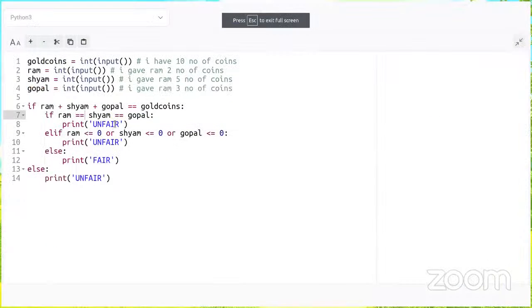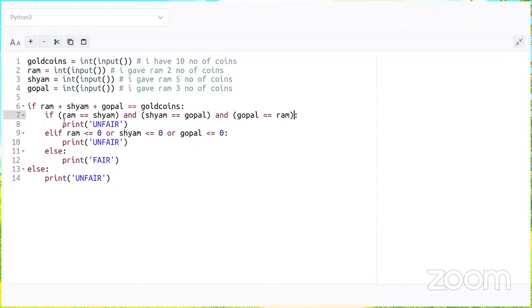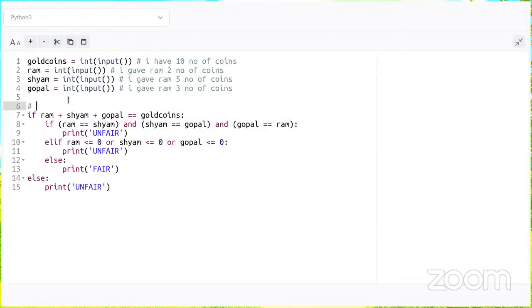So when we say no two, it means this statement is not equal to that statement. Like Ram equal to Shyam equal to Gopal. See, what this statement means, whatever you have written, I am just rephrasing: if Ram double equal to Shyam and Shyam double equal to Gopal, and not our condition. So your earlier condition is equivalent to this. This is called chaining of operators in Python.